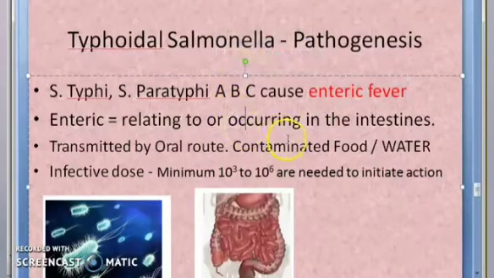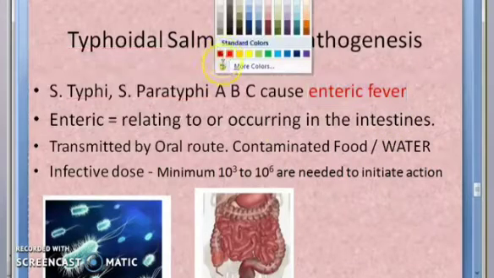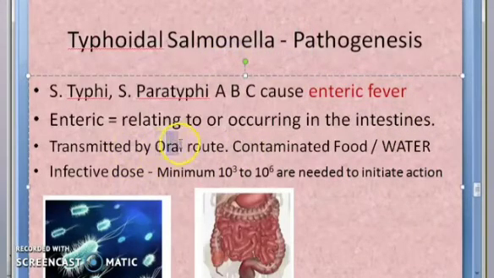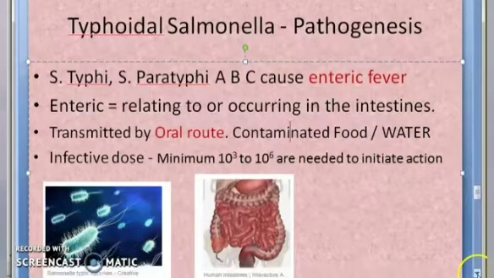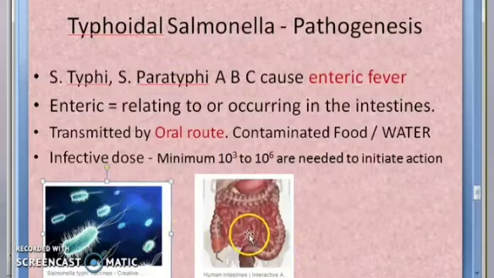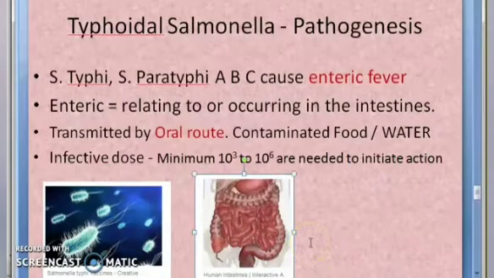Now what is enteric? Anything that is related to the intestines. Okay. Got it, right? Now this is transmitted by oral route. So if you possibly consume food or water that is contaminated, you might get typhoid. Now these are the bacteria and they will go and affect what? Your intestines. Okay.